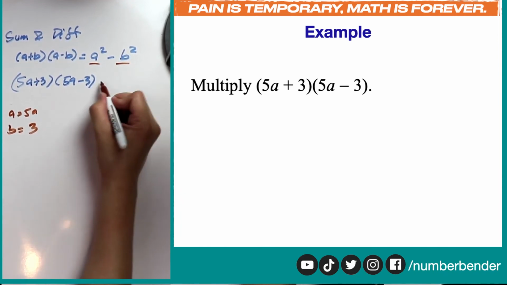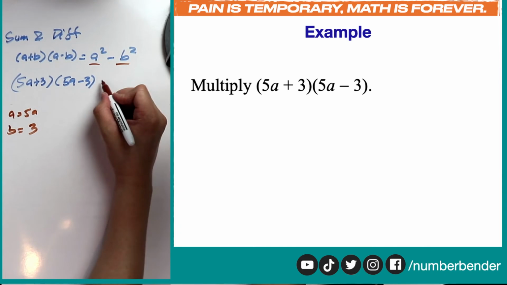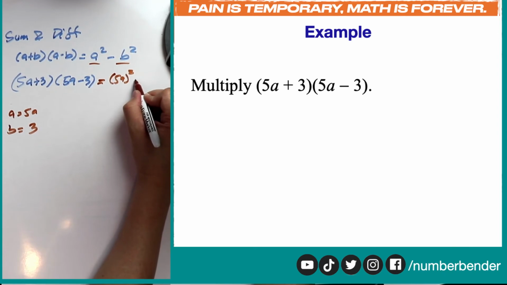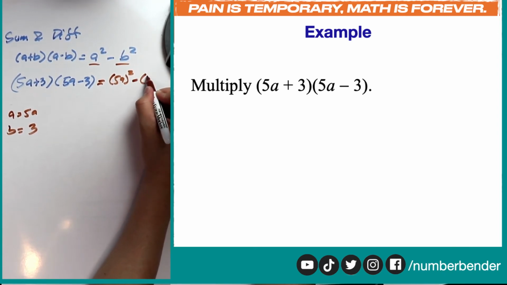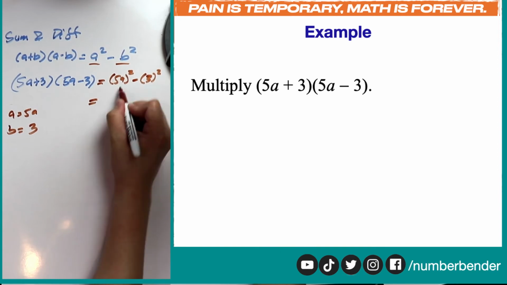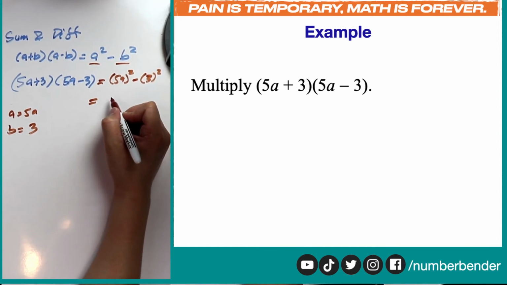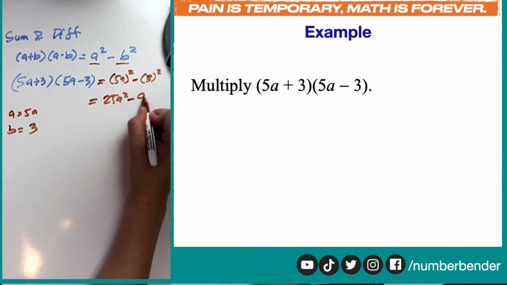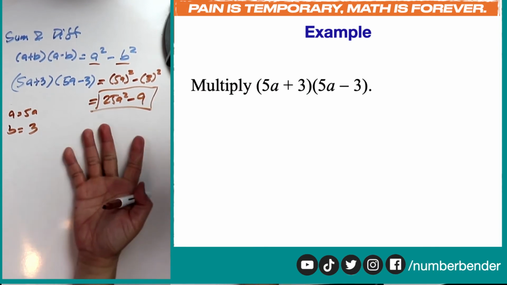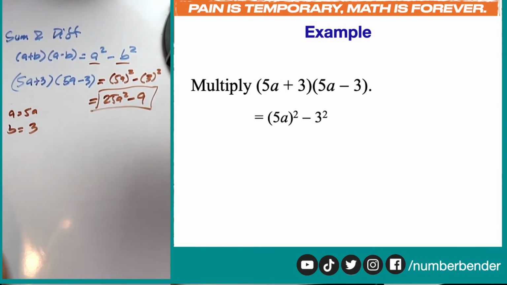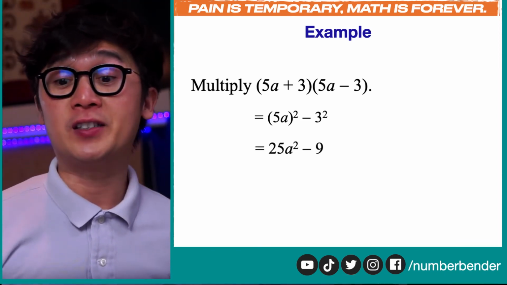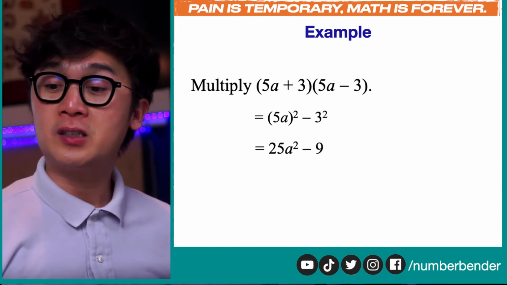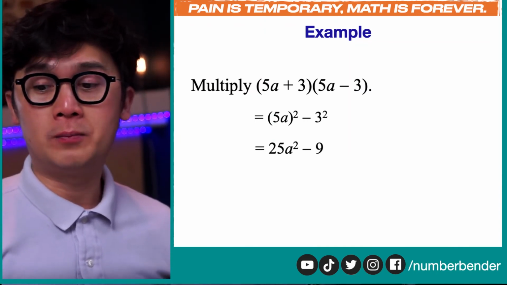So that means when we multiply this, it is simply going to give us the square of 5a minus the square of b. And 5a squared is not 5a squared, but 25a squared, and the square of 3 is going to be 9, and this is going to be the product of our binomials for this particular case of sum and difference of two binomials. So we have 25a squared minus 9, which is the same answer that we got from our computation.